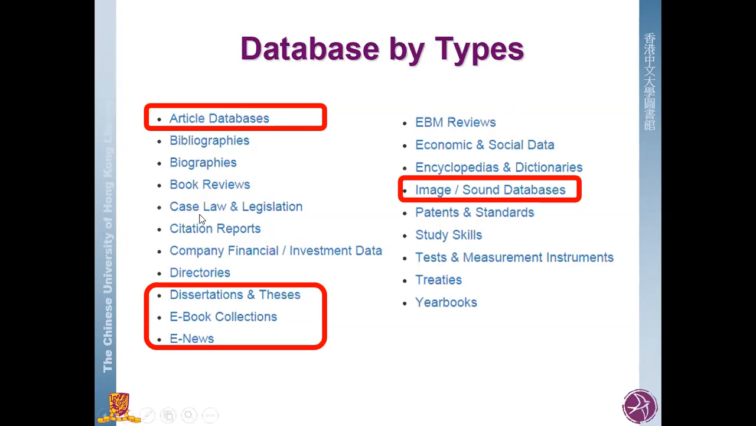Like we have some of the law databases, like the one that I've just been through with you, the 北大法寶 one, which is the Chinese case law and legislation, right? We also have databases of image and sound, which give you images and sounds. And we have databases that give you dissertations, theses, ebooks, and news, etc. And so in the following session, I'm going to highlight to you some of the key databases in article database.